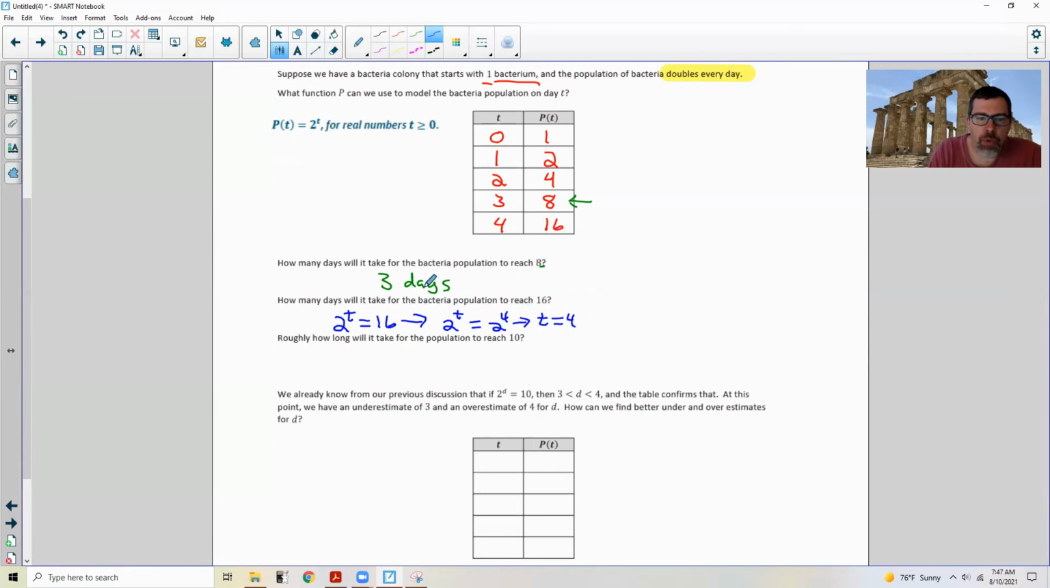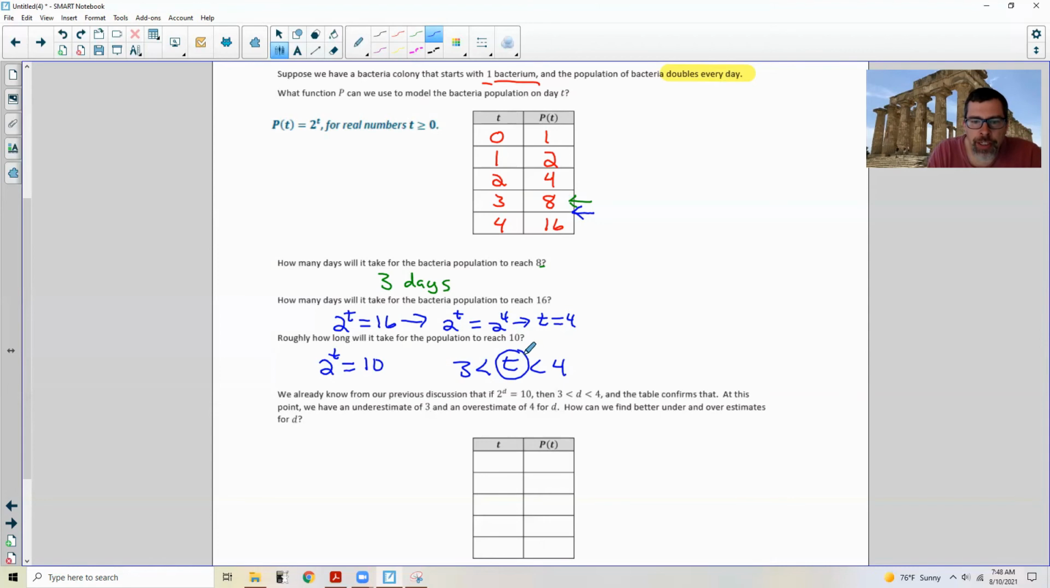So that's doing it algebraically. So day 4. Roughly how long will it take for the population to reach 10? All right, so if I were to do this one, I could say, well, 2 to the t equals 10. Uh-oh. 10 is between 8 and 16, but it's closer to 8. I would say t has to be greater than 3 but less than 4. So let me write this as a compound inequality. 3 is less than t is less than 4. So t has to be between 3 and 4 days, but it's closer to 3.